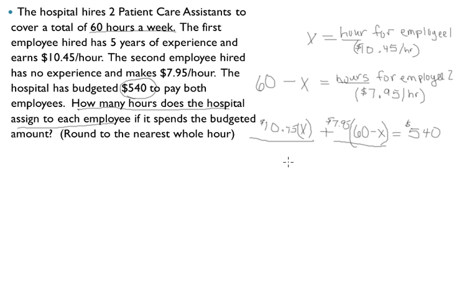Quickly, I have to solve that equation, and so I make sure to use the distributive property on the parentheses. So I have 10.45x plus 447 minus 7.95x is equal to 540. And I'm going to let you finish solving that and get the answers on your own.